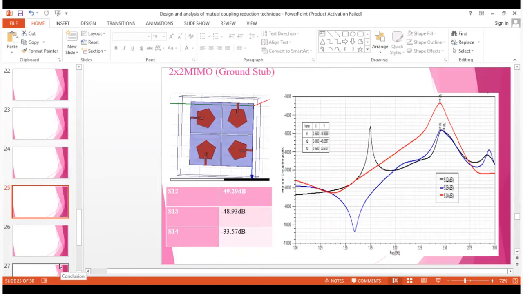Why can we use the stub? In the suggested 4-element MIMO, the surface current is distributed so that the current will not flow from one antenna to another antenna. It will flow from only one slot. High current will be at adjacent patch elements. Therefore, the common ground structure needs an isolation approach to reduce the leakage current, and for this a common stub is used.